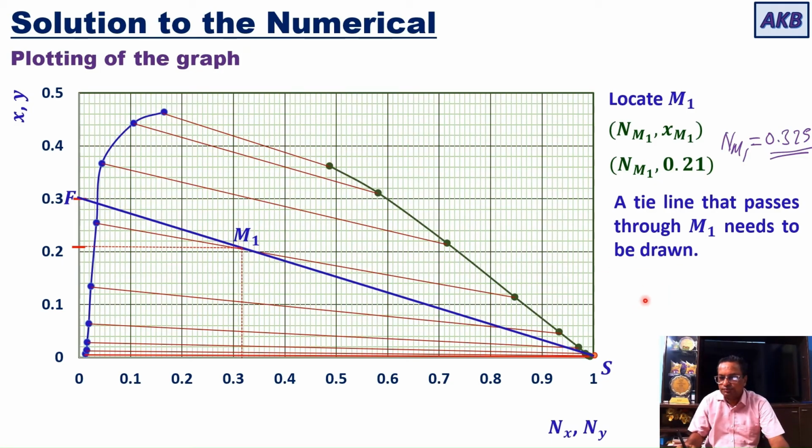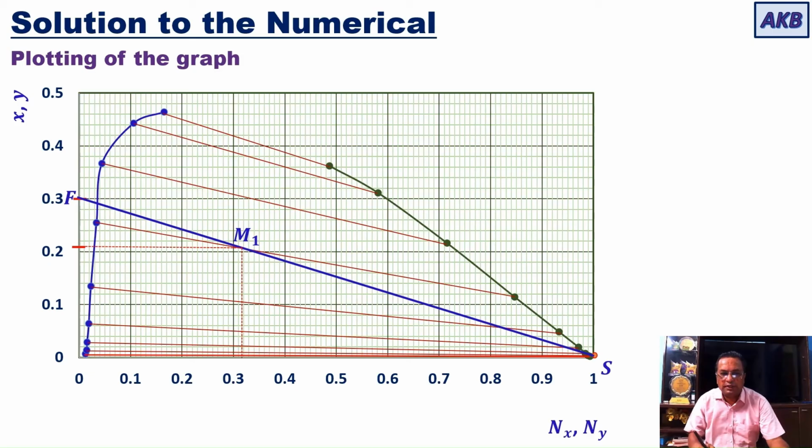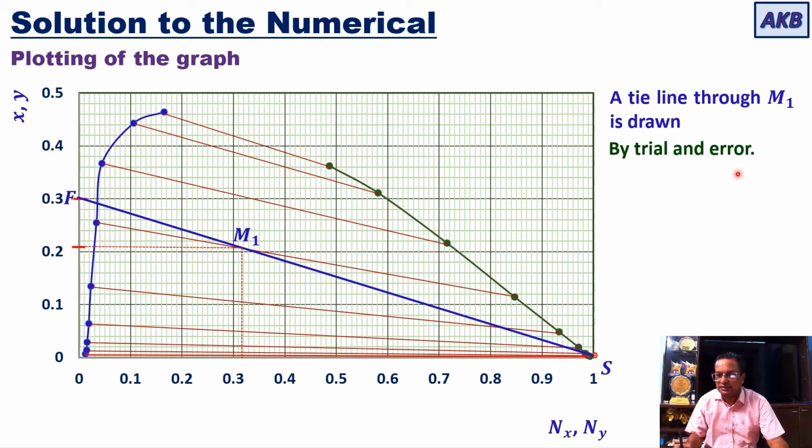Okay, so let us continue. We have located point M1. Next, as I said, we need to draw a tie line that is passing through M1, and we are going to do this by trial and error. And what is the trick? We will draw the tie line parallel to the closest given tie line.